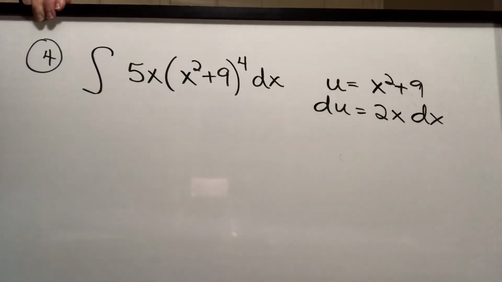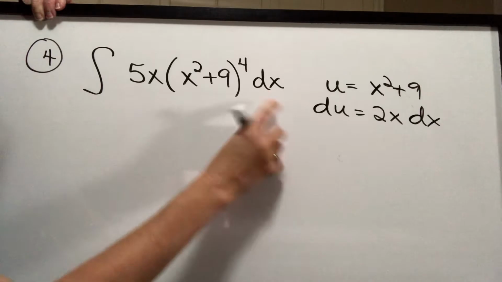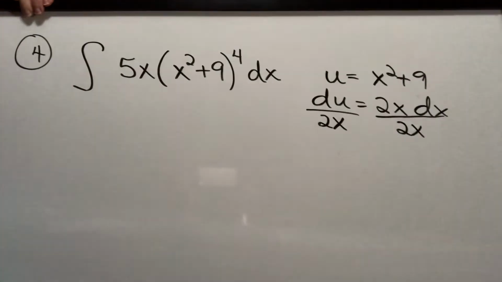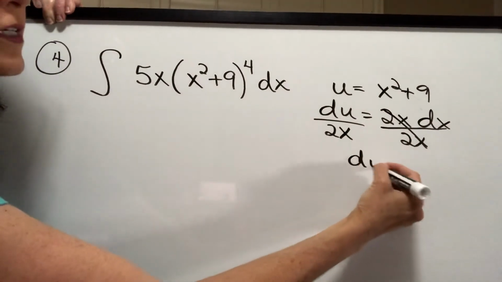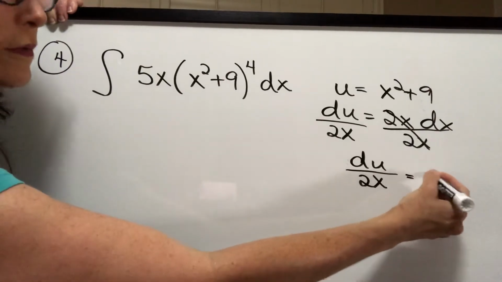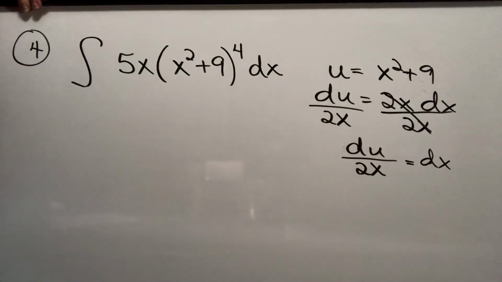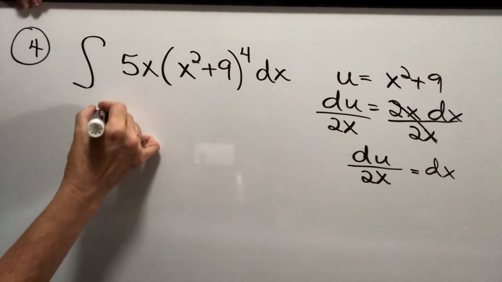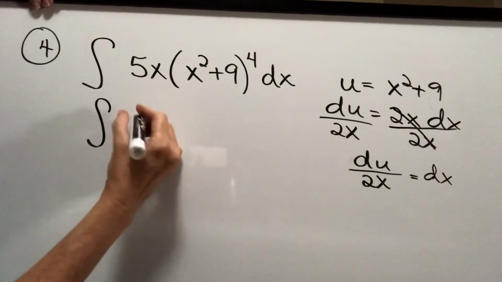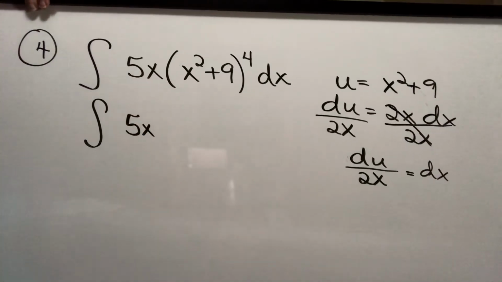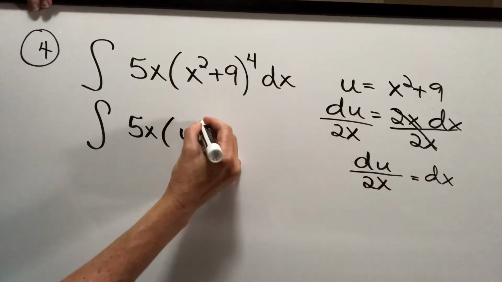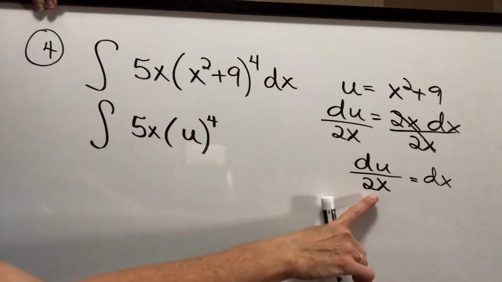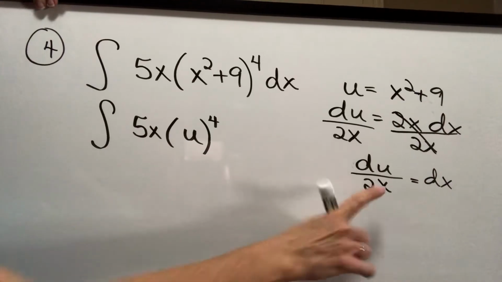Now just like the other examples, I want to plug something right back in for dx. So over here, I'm going to divide both sides by 2x. That way, those will cancel, so I'll have du over 2x equals dx. So now I'm going to take the u's and substitute them back in over here. So I'll still have the integral symbol. Now this 5x will still stay as it is. That's not part of u. The u is what is inside of the parentheses. So u to the fourth. And then instead of dx, I'm going to use du divided by 2x.